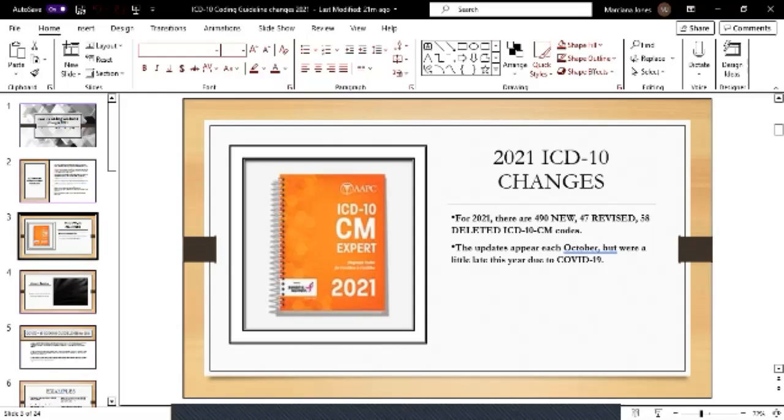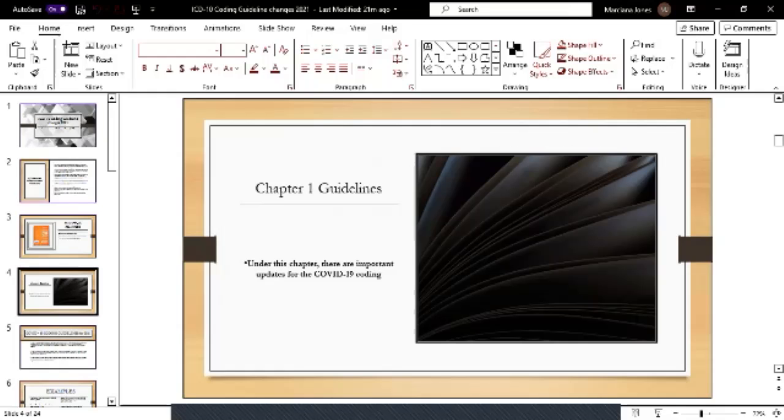So for the ICD-10 changes for 2021, there are 490 new codes, 47 revised codes, and 58 deleted ICD-10 codes. And the updates appear, like I said, each October, but they were a little late this year due to COVID-19. So here's Chapter 1 guidelines. Under this chapter, there are important updates for the COVID-19 coding.